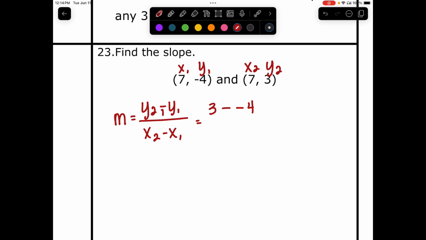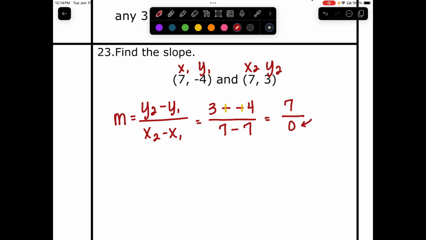Notice that we're supposed to have a subtraction sign between the numbers. So I put it right there. 4 is negative, so make sure you include both of those. The bottom, x2 is 7, x1 is also 7. So since we have a double negative happening here, that's going to be plus positive. So 3 plus 4 is 7, and 7 minus 7 is 0.